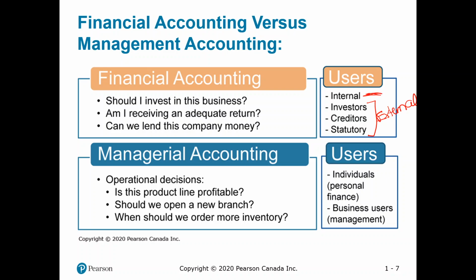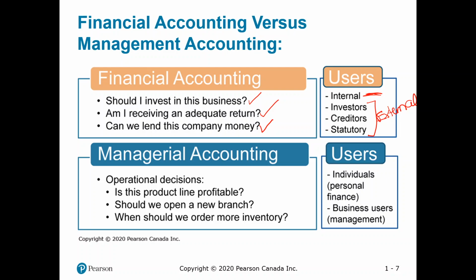Internally, those owners and management are again going to look at how well the company's doing, what changes do they need to make, are they growing, are they doing worse than prior years, that type of thing. Investors will ask questions like, should I invest in the business? Am I getting an adequate return? Creditors will look at statements and decide, is this company doing well enough that we can lend the money and we will get repaid? So financial accounting: what has happened, and using that information to predict the future.